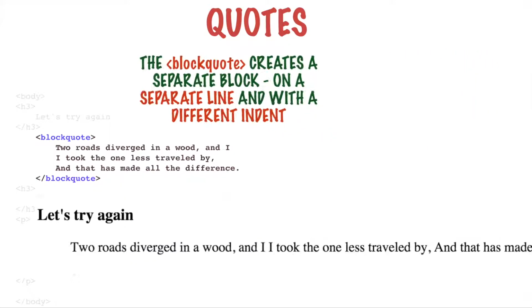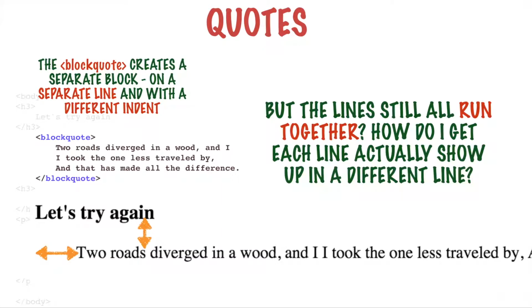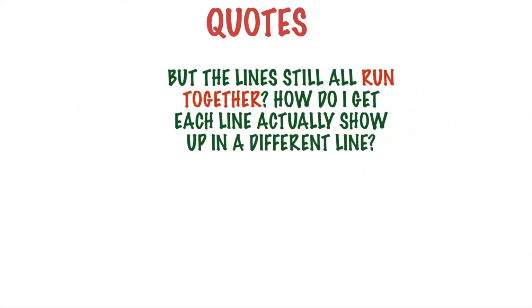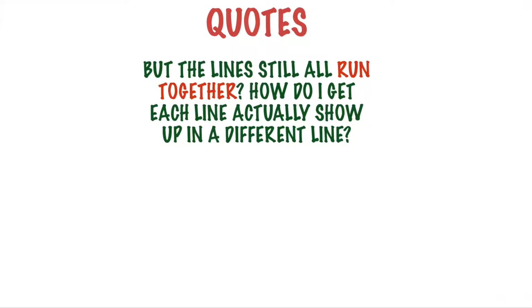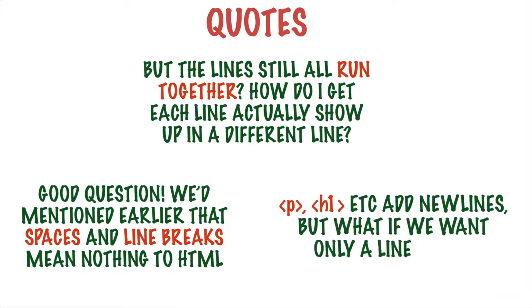There's still a problem with it though, and that is that the formatting inside the block quote is not how we'd like it to be. It is on a separate line and it does have a different indent, but it does not have line breaks where we would want them to appear. So how do we fix this? How do we get each line to show up on a different line and respect the spaces and the line breaks that we inserted? None of the tags that we've worked with so far will do this.